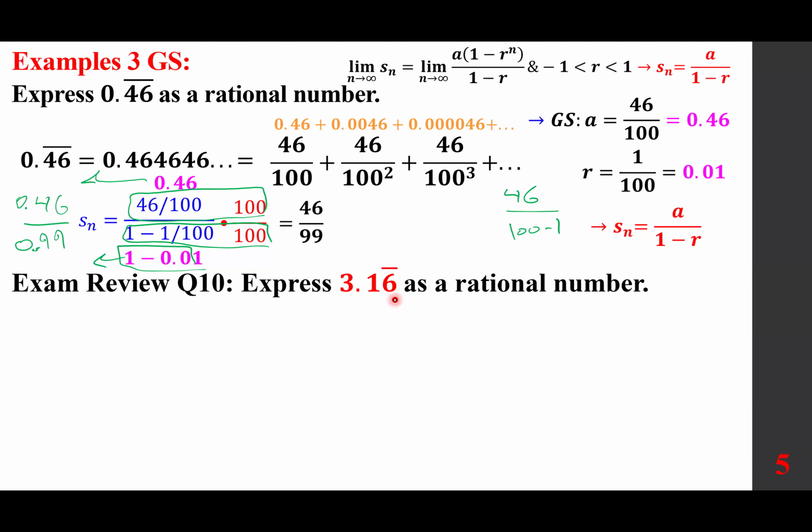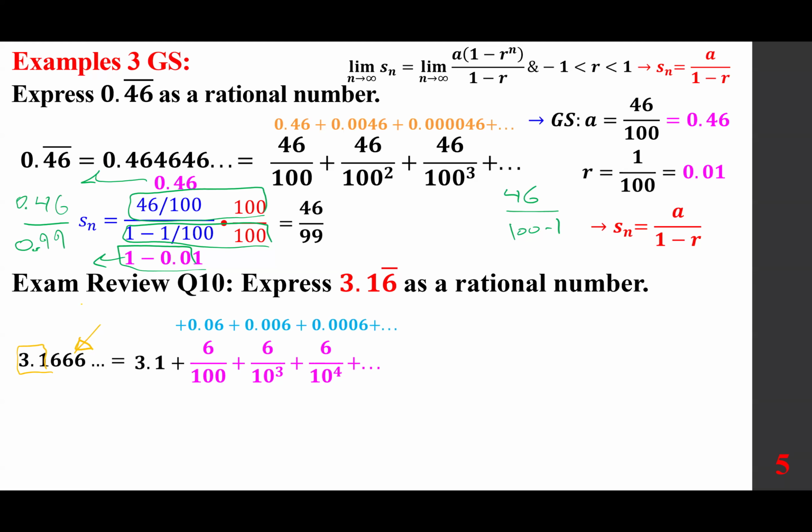Notice the bar is at the top of one of those. That means 3.1, and then the number 6 repeats. That means you're adding this part to this part. This is the part that we are going to work on. And this part, you can write it as a fraction, 6 over 100 plus 6 over 1000 and so forth, or you write it as a decimal, 0.06, 0.006, and so on. So this is the part that we are going to add up, just like the previous case.